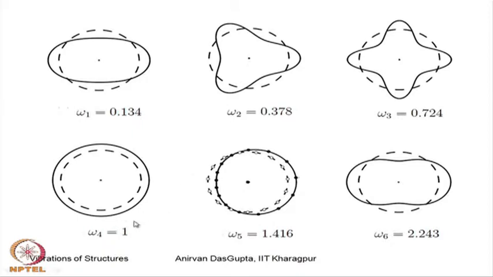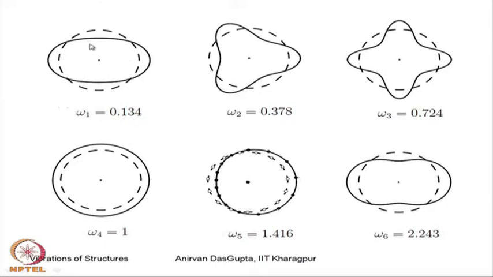Now, we have discussed till now this mode, which was the breathing mode, and this mode, but they are not the lowest modes. The lowest mode appears to be like this. Once again there is some aspect ratio problem. So, this dashed one is the undeformed ring, and this is the deformed configuration.